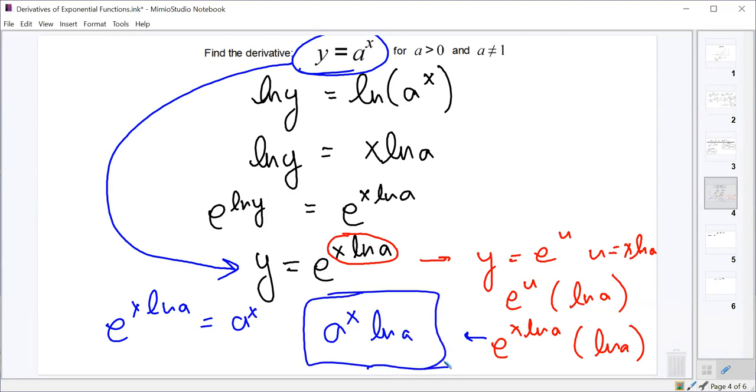So the derivative of any number to the power of x, 2 to the x, its derivative is 2 to the x times the natural log of 2. The derivative of 3 to the x is 3 to the x times the natural log of 3. The derivative of 1,000 to the x is 1,000 to the x times the natural log of 1,000. Everybody good with that? Or no?